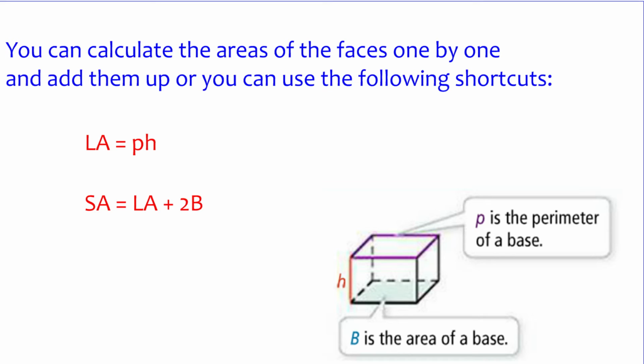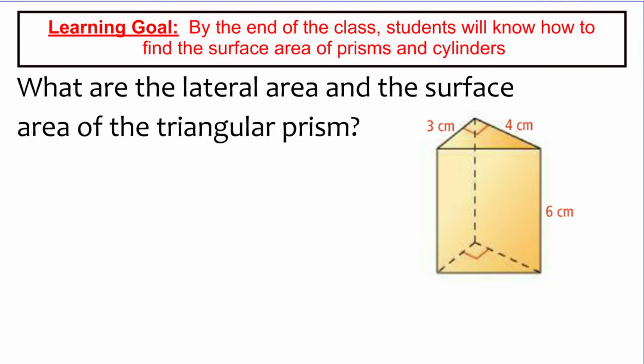A lot of this will make a lot more sense when we see an example. If I ask what is the lateral and surface area of this triangular prism, the definition said the lateral area is the perimeter of the base times the height of the prism. So let's make sure we can identify those parts. Again, in prisms you're going to have two identical shapes that are parallel and congruent.